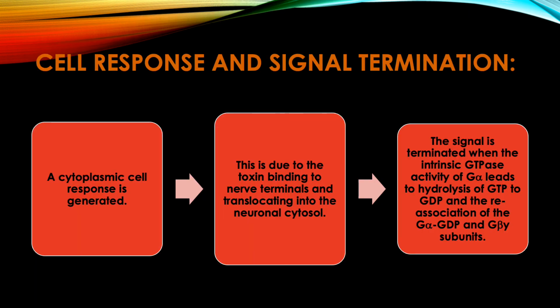Now, with the cell response and signal termination, a cytoplasmic cell response is generated, and this is due to the toxin binding to nerve terminals and translocating into the neuronal cytosol. Now, the signal is terminated when the intrinsic GTPase activity of G-alpha protein leads to the hydrolysis of GTP to GDP and the reassociation of the G-alpha GDP and G-beta-gamma subunits. So this termination really all has to do with GTP hydrolysis to GDP, and that reassociation of those two subunits.